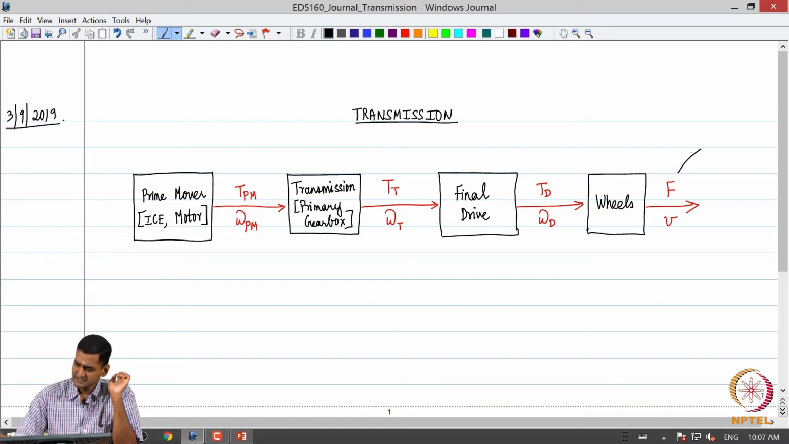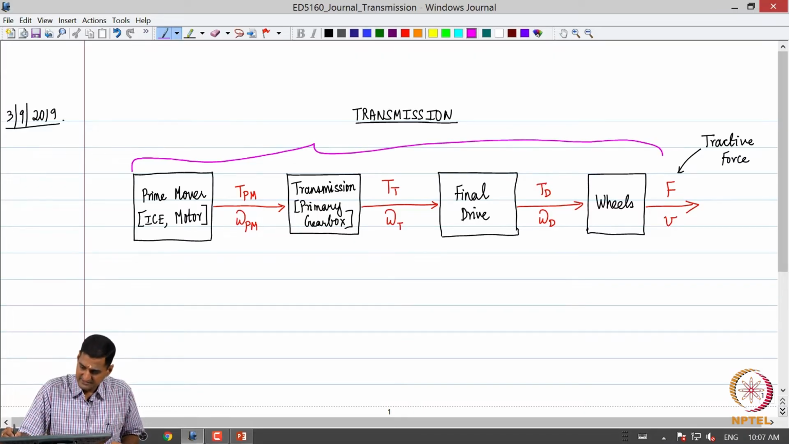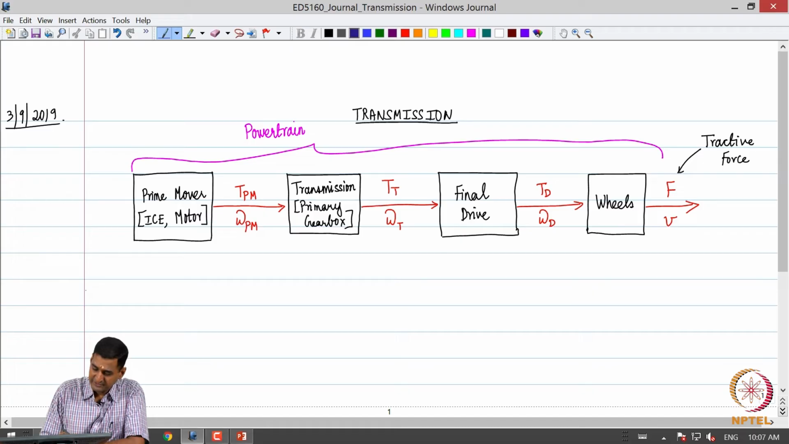This force F is what is called the tractive force. The entire set of components from the prime mover to the wheels is what is called a powertrain. So let us write down a few definitions.